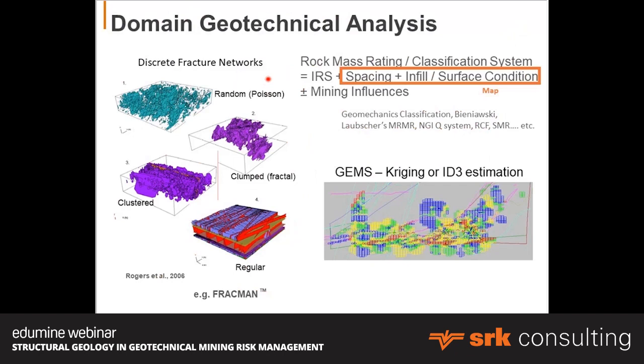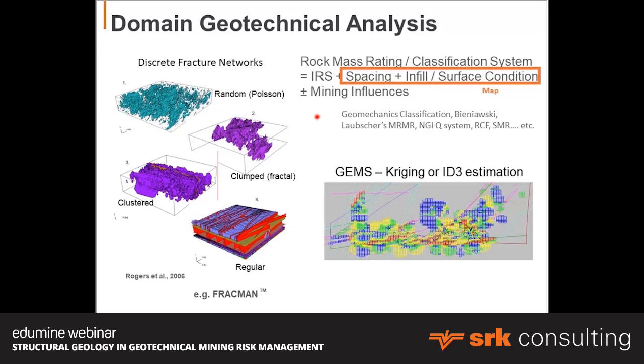You may need to understand the spacing, the infill properties of your joints and faults, as well as those conditions, in other words, the roughness and infill properties and the overall large-scale waviness of those faults. Okay? And help the engineer define the rock mass rating.